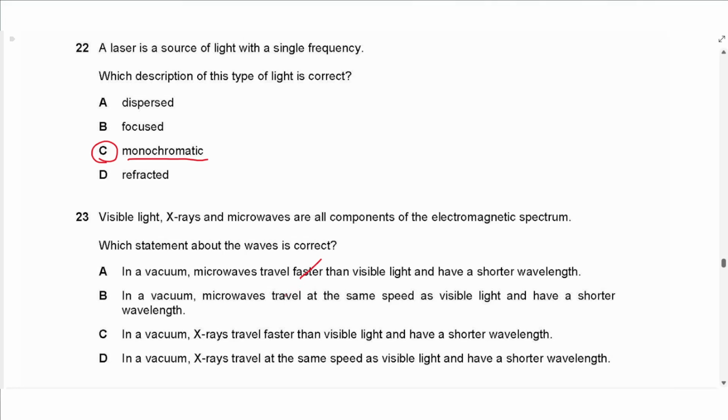No, they all travel at the same speed. In a vacuum, microwaves travel at the same speed as visible light and have shorter wavelength? No, microwaves have longer wavelength than light. In vacuum, X-rays travel faster? Again, no. Same speed, yes, as visible light and have shorter wavelength. Yes, X-rays are shorter than visible light, so we choose D.